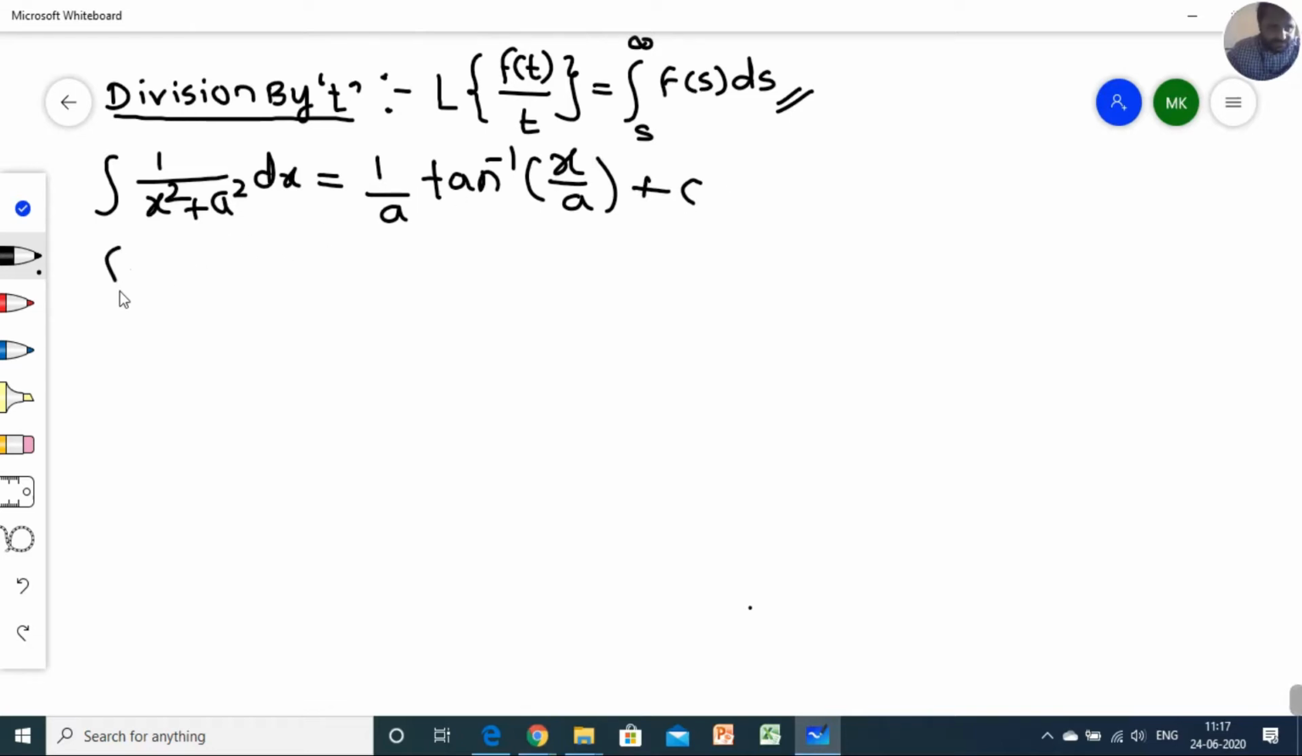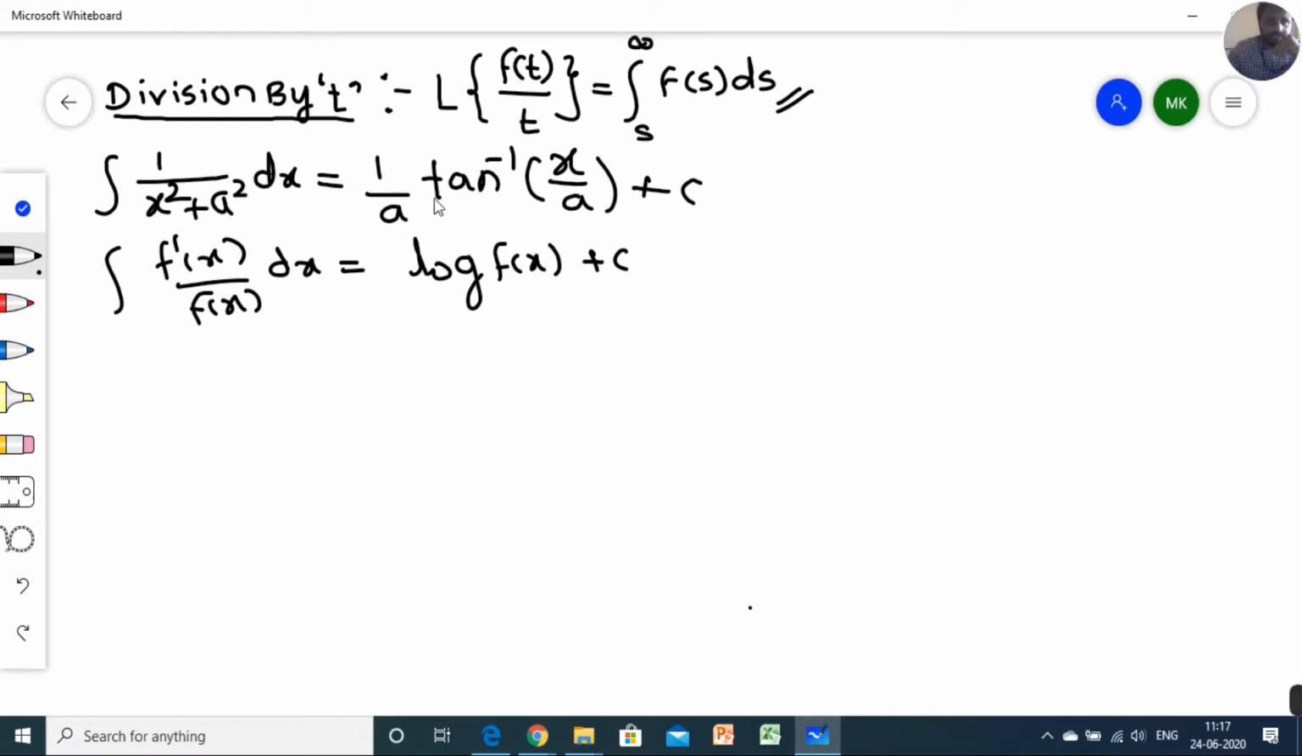And one more thing is the integral of f dash of x upon f of x into dx. What will be the integration of this function? It will become log of f of x plus c when the integration is not defined. If it is defined, you have to put the value of the upper limit and subtract the lower limit, so upper limit minus lower limit.